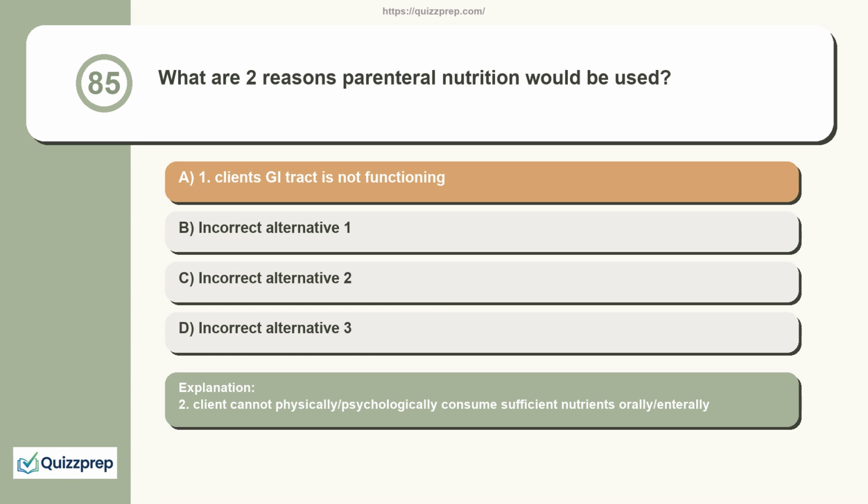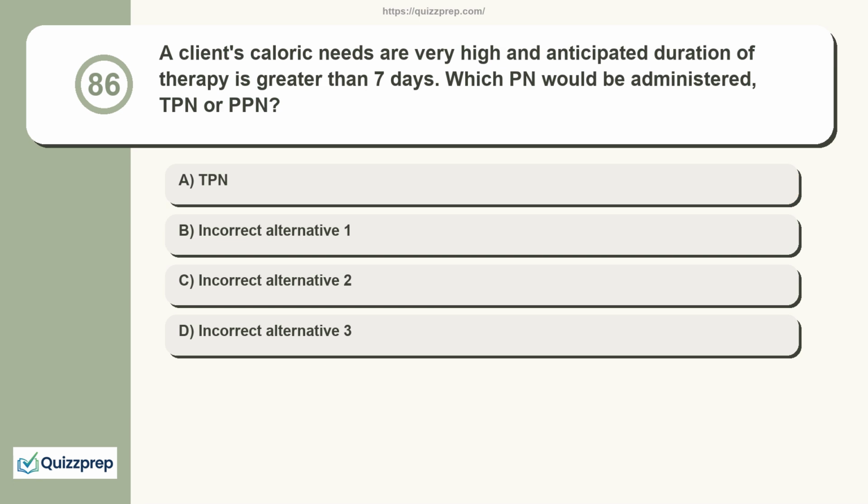2. Client cannot physically or psychologically consume sufficient nutrients orally or enterally. Question 86. A client's caloric needs are very high and anticipated duration of therapy is greater than 7 days. Which PN would be administered, TPN or PPN? TPN.